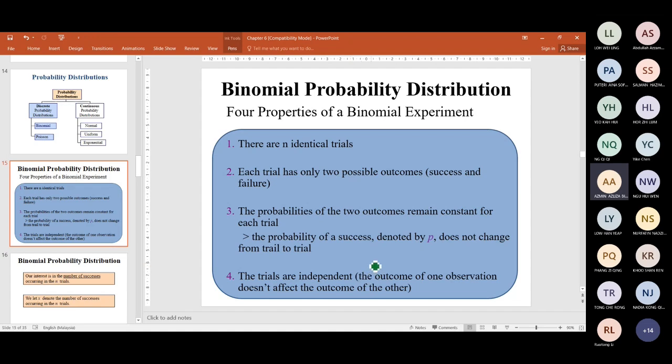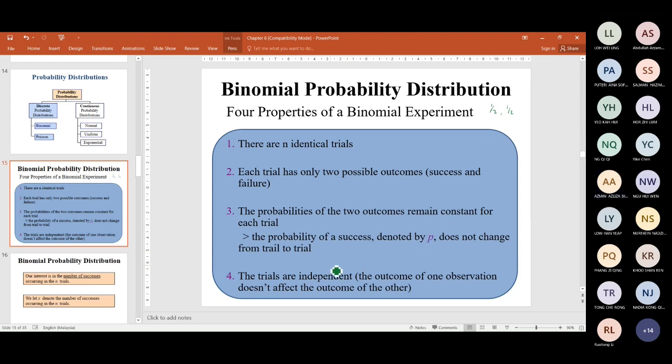The probability of the two outcomes remains constant for each trial. The probability must remain constant, always the same number. The probability of a success, denoted by P, does not change from trial to trial. Just like when you toss a coin, the probability is always half. If you roll a die, it's always 1/6, even 1,000 times or 10,000 times. That is the probability of getting a number.